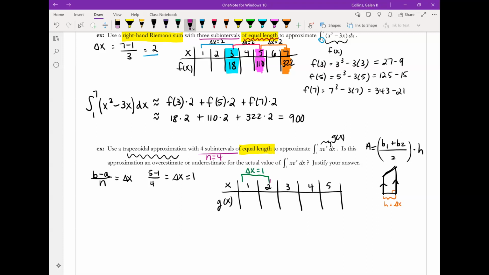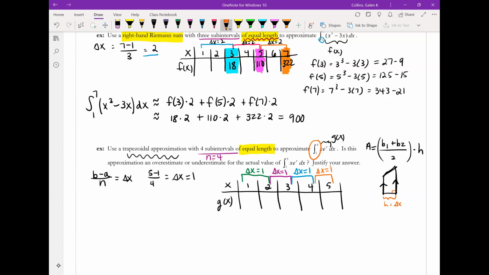So that's my first trapezoid. My second trapezoid starts at 2. We can't skip over to 3. They have to be touching trapezoids. So starting at 2 plus delta x, so plus 1, brings me to 3. And then from 3 plus 1 to 4. And then from 4 plus 1 to 5. As I double check, I should have 4 subintervals. They should be equal length, so they're all 1 unit long. And I shouldn't end up short of 5. That should take me from 1 to 5.